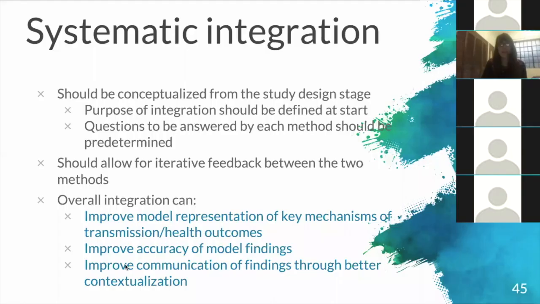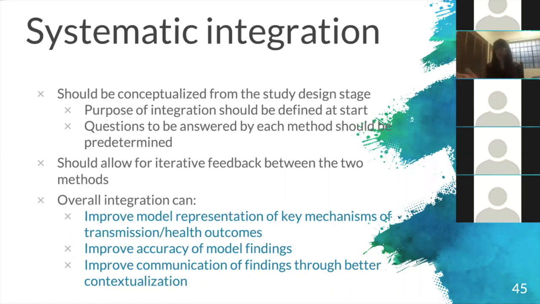I'm not getting into that, but for a systematic integration, we would need to conceptualize this from the study design stage. The purpose of integration should be defined at the start. The questions to be answered by each method should be predetermined. And we should also allow for an iterative feedback between the two methods.